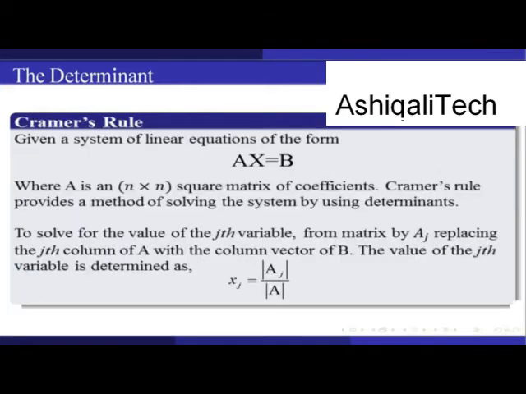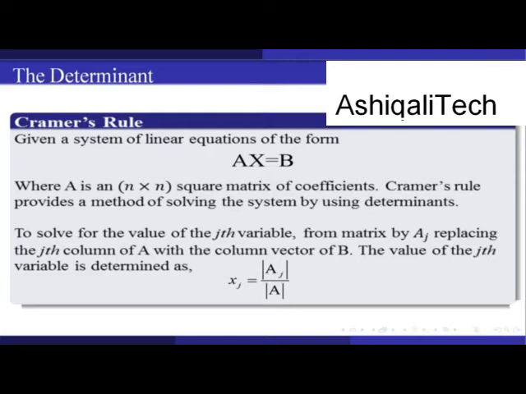Dear students, now we see another method to solve the system of equations. This is called Cramer's rule. Given a system of linear equations of the form Ax = b, where A is an n by n square matrix of coefficients, Cramer's rule provides us a method to solve the system of equations by using the determinants.